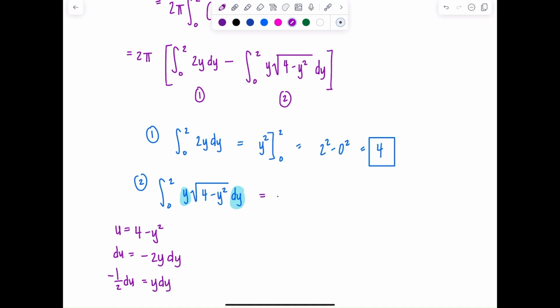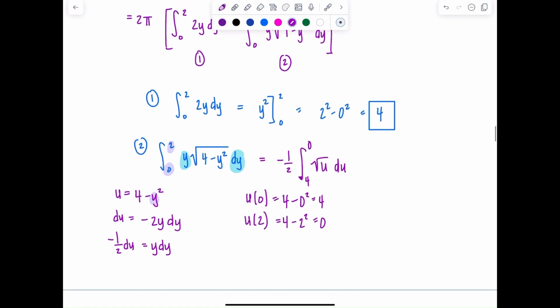Okay, so we've got a negative 1/2 on the outside, rad u du, and then let's compute our new limits of integration. Take these, plug them in for y, and figure out what they are in terms of u. So u of 0 would be 4 minus 0 squared, so 4. And then the upper limit, u of 2, would be 4 minus 2 squared, which is 0. Whew, okay. Now everything's rewritten in terms of u.